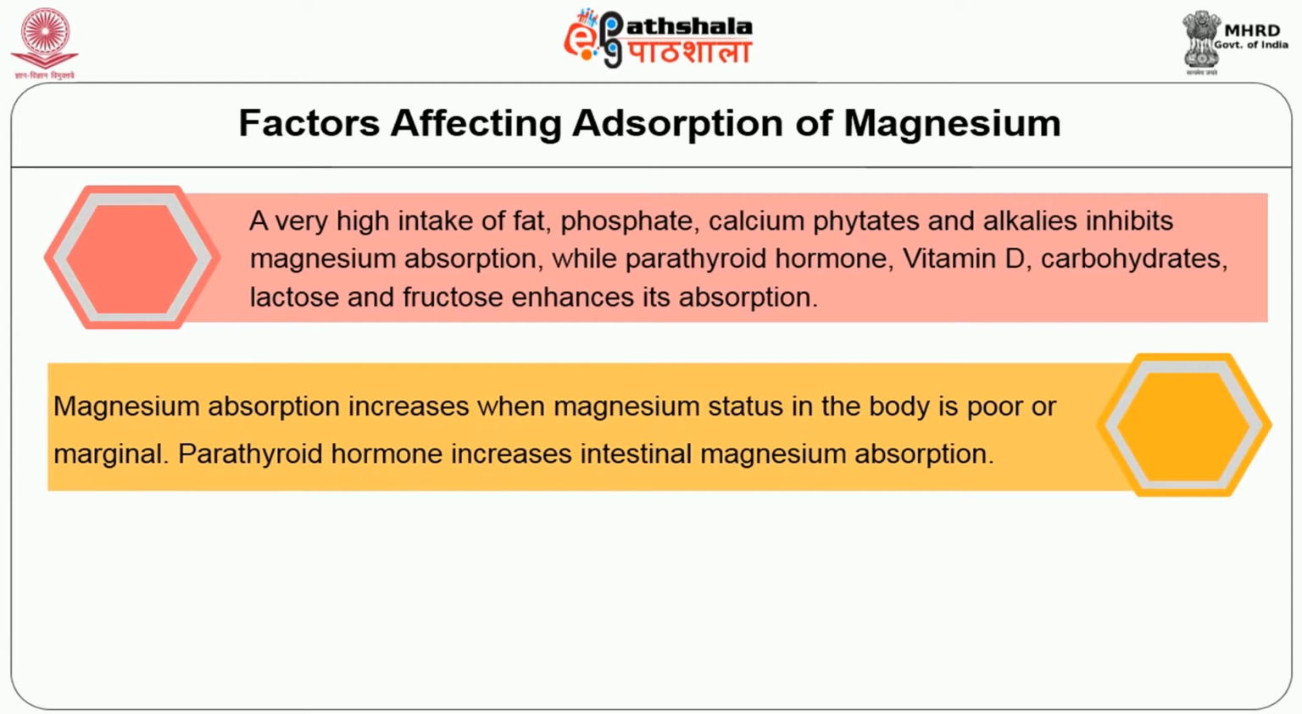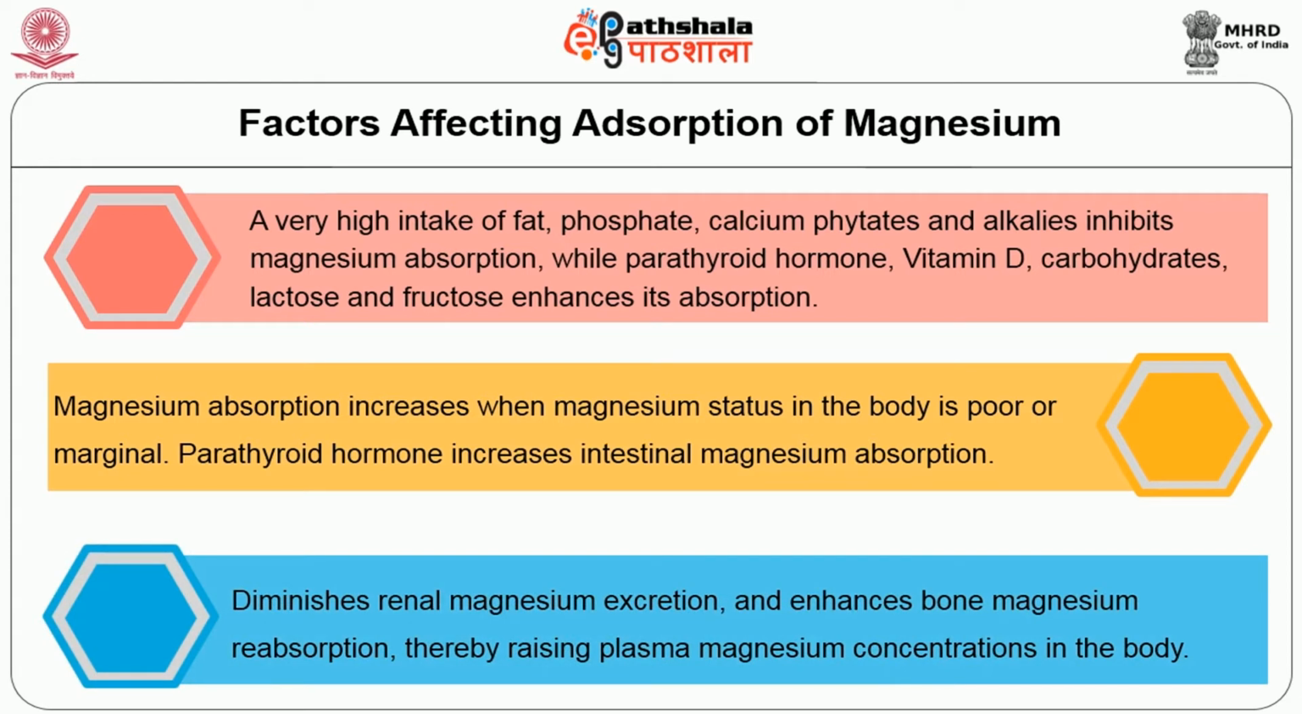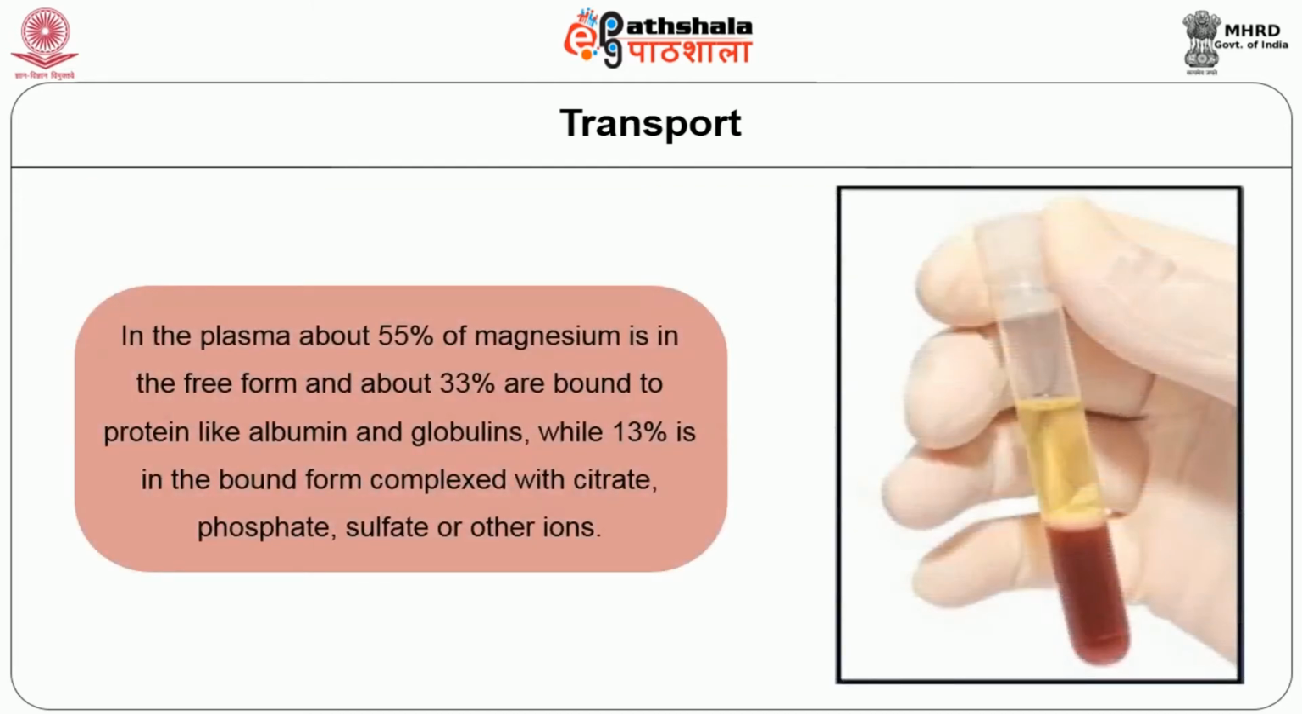Parathyroid hormone increases intestinal magnesium absorption, diminishes renal magnesium excretion and enhances bone magnesium resorption, thereby raising the plasma magnesium concentrations in the body. Transport of magnesium. In the plasma, about 55% of magnesium is in the free form and about 33% is bound to proteins like albumin and globulins, while 13% is in the form complexed with citrate, phosphate, sulfate or other ions.